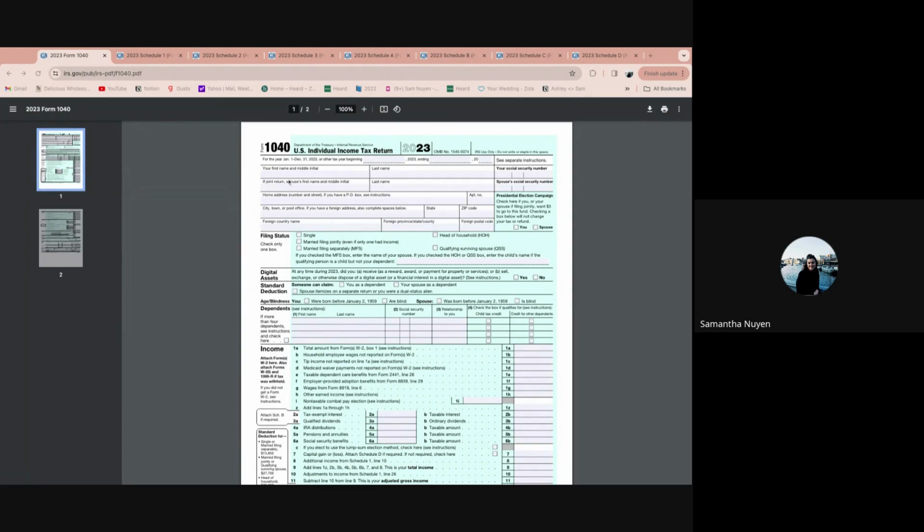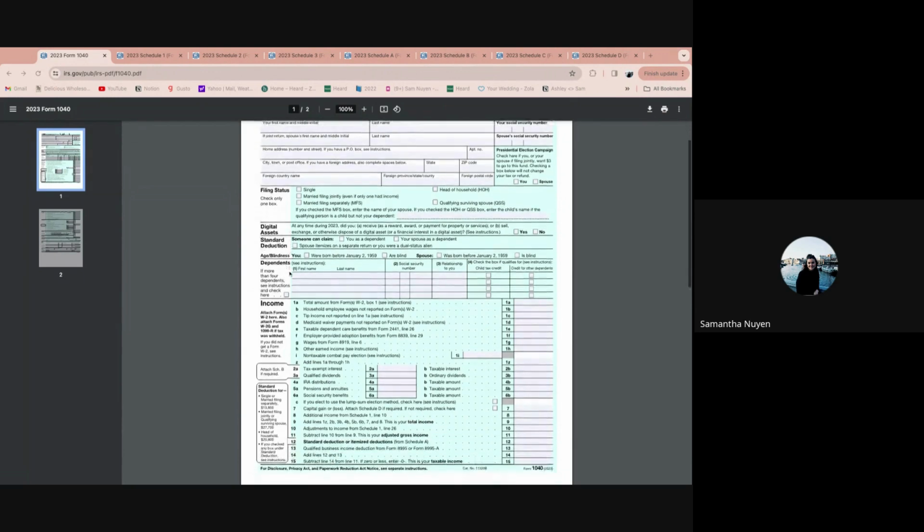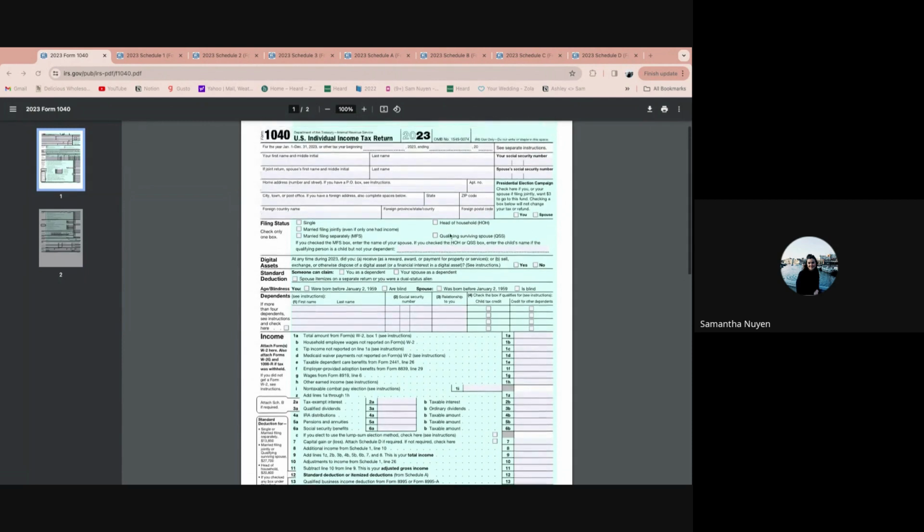Right here, it's going to have your name, last name, and social, as well as if you're filing a joint return, it would have your spouse's name, last name, and social as well as your address. It will be marked your filing status in this box right here. And then if you're taking a standard deduction and you're claiming someone on your tax return, you would mark if you are a dependent or your spouse is a dependent, and the names of the dependents based on their first name, last name, social, and relationship to you. So this initial section is just going over your basic information.